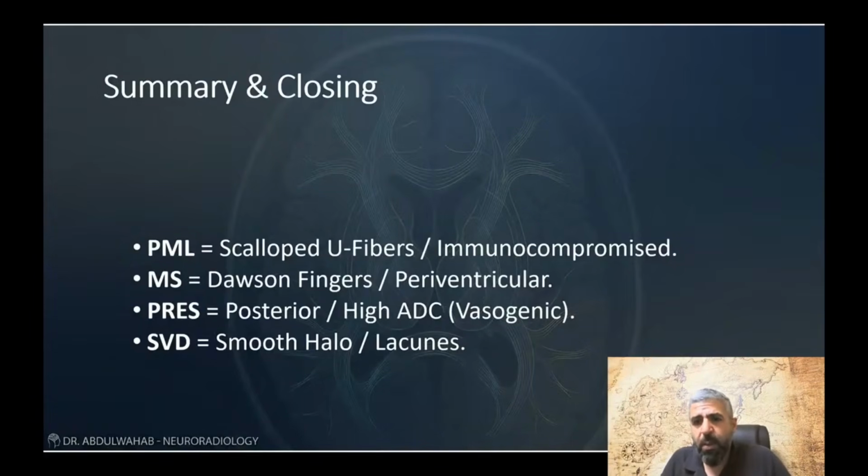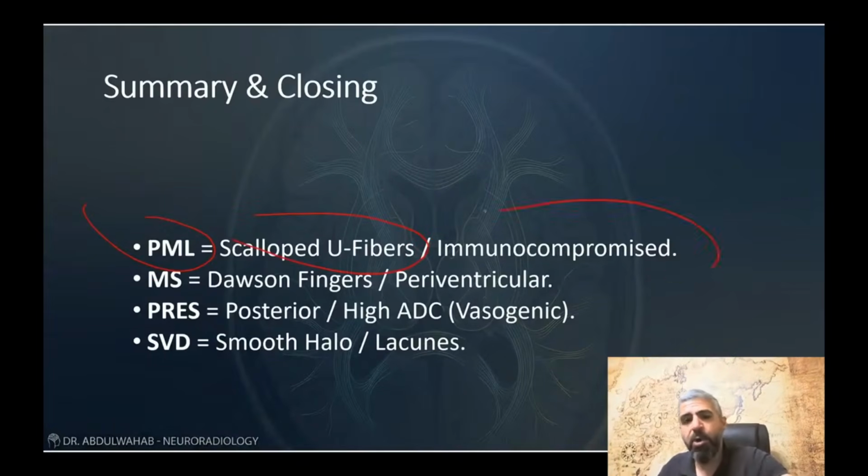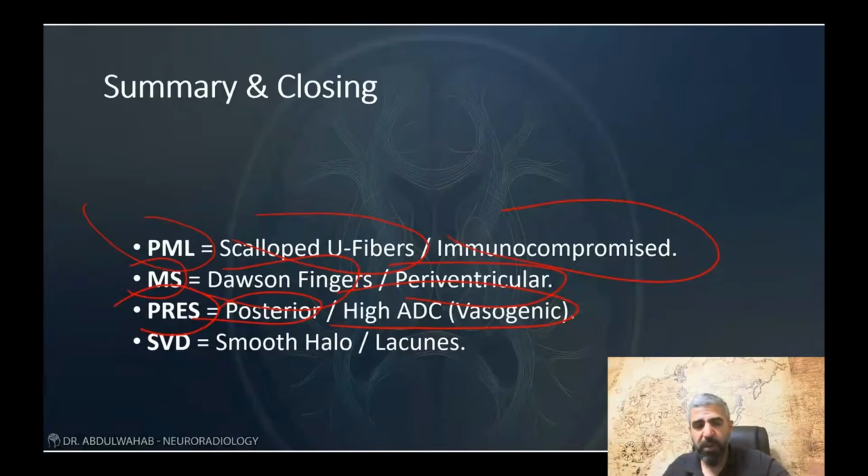Summary and closing. Keep in mind, the white matter files now will be closed. Today we learned that the border, the U fibers, and the ADC map are the detective's best tools. PML: look for scalloped U fibers in an immunocompromised patient. MS: look for Dawson fingers in the periventricular region. PRES: look for high ADC or vasogenic edema in the posterior part, and in 25% in the anterior part of the brain. Also, small vessel disease: look for a smooth halo and lacunes.